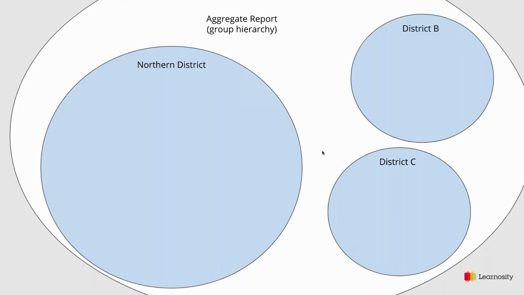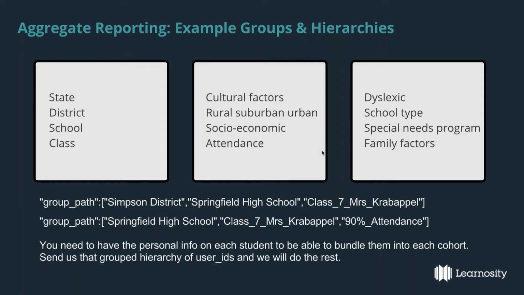Here, I think, we skip the slide. So here we have a couple of examples of the groups and hierarchies. The one on the left column is probably the easiest to understand, easiest to visualize: state, district, school, class. But you can see in the other two boxes here just some ideas. We are in no way opinionated about what those cohorts should be. We won't define any of them for you. That's entirely up to you.